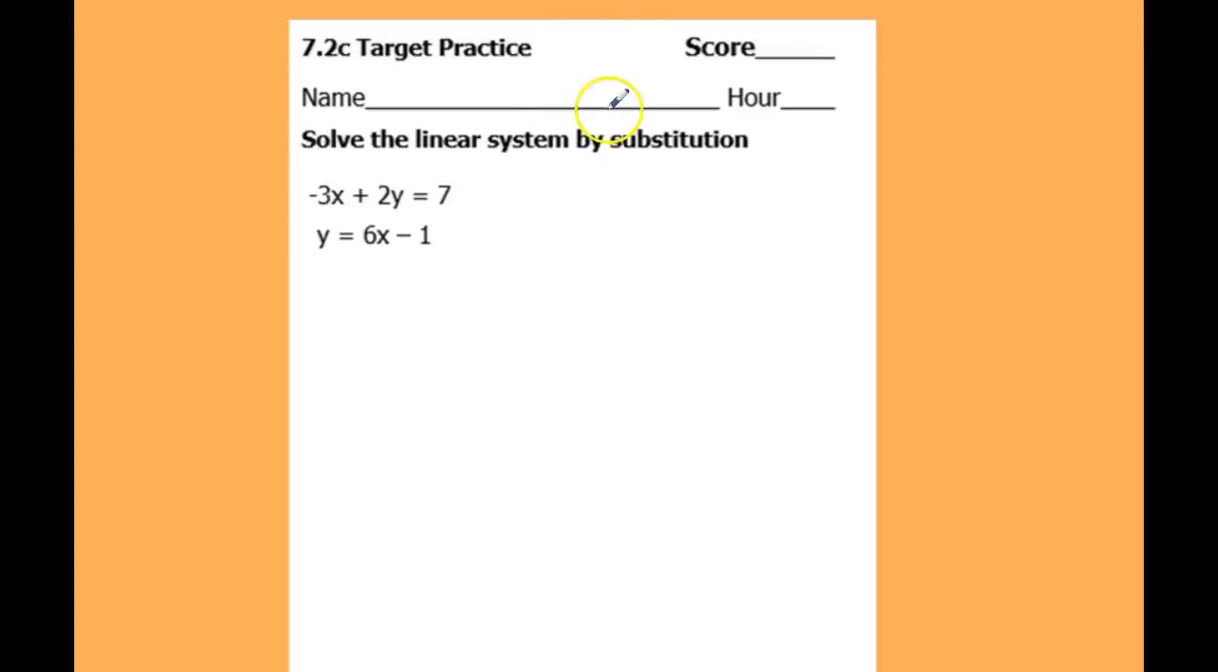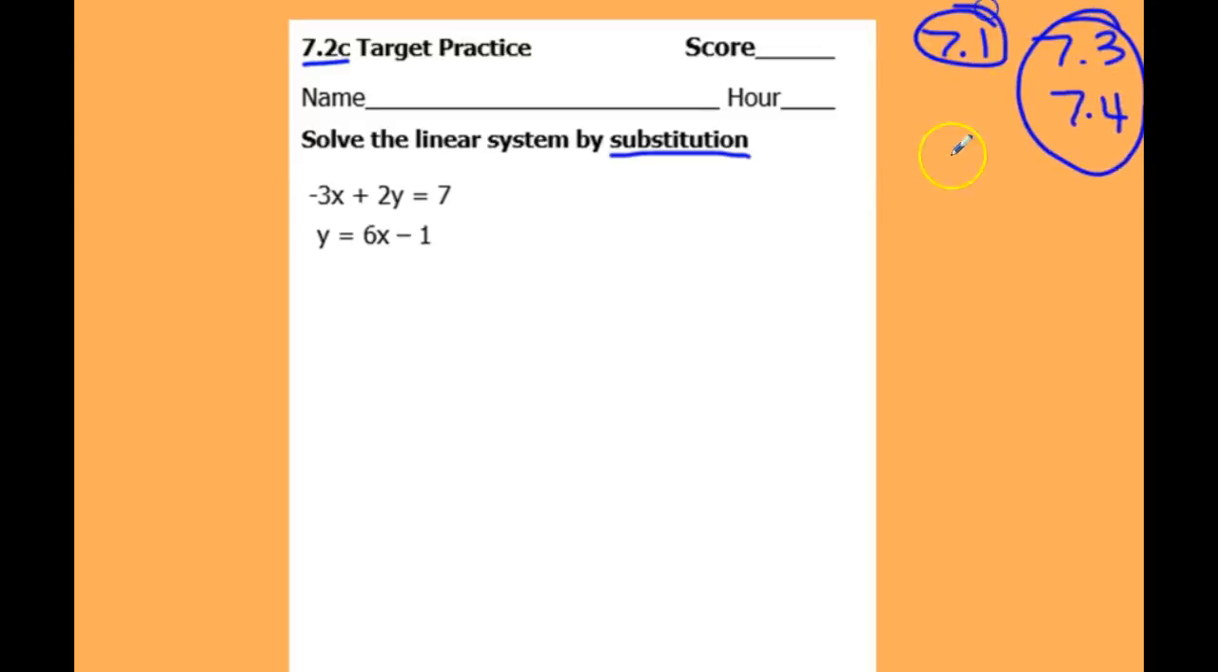So let's take a look at our warm-up. We are doing substitution today, reviewing substitution, which was 7.2, and then we'll review 7.1, and then 7.3 and 7.4, which were both elimination. 7.1 was graphing. So substitution is another word for replacement. It means we're replacing something with something else.